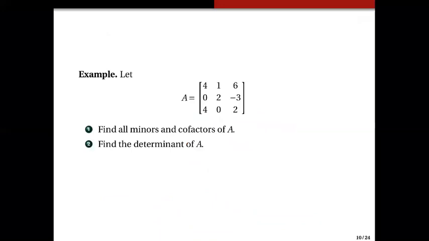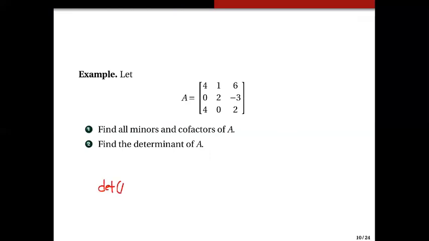Let us look at this. We want to find all the minors and cofactors of A, and we want to find the determinant of A. I'll leave to you the first part: try to find the minors and cofactors of A. What I will show is how to find the determinant of A.